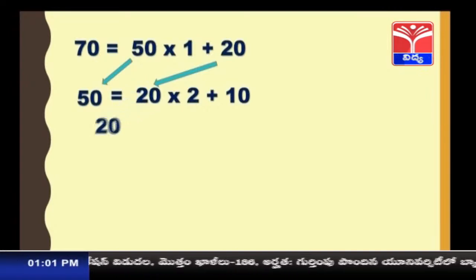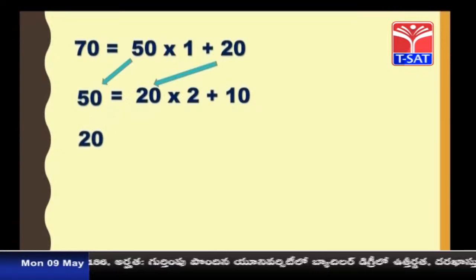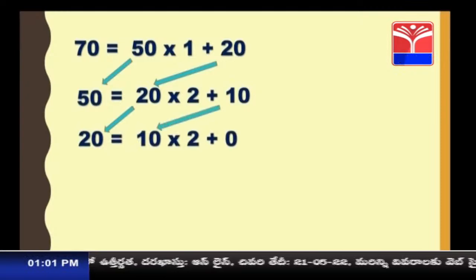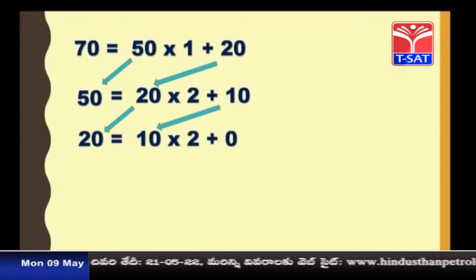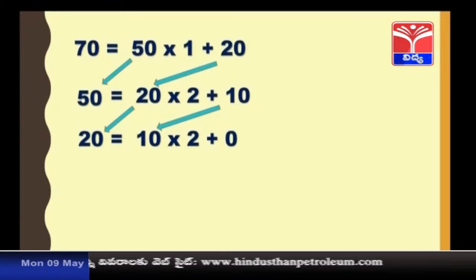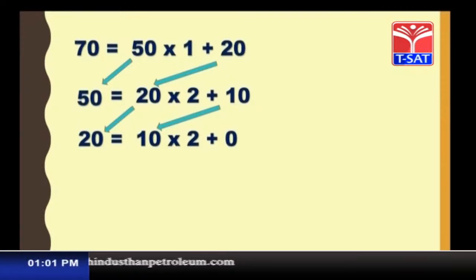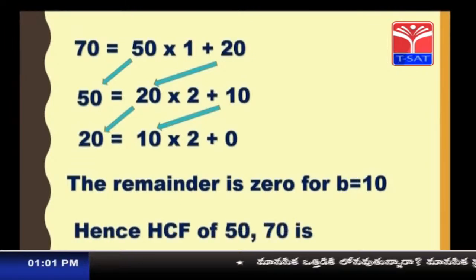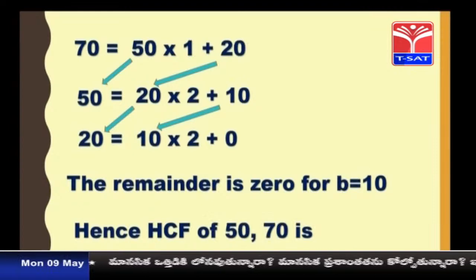Again 20, the divisor of the previous step, becomes the dividend of the next step, and the remainder becomes the divisor. Then 20 is equal to 10 into 2 plus 0. So here I am getting 0 as the remainder. So whenever we get 0 as the remainder, we should stop the process, and whatever the divisor is there, I should take that divisor as the HCF of the given two numbers. The remainder is 0 for B is equal to 10. So hence the HCF of 50 and 70 is 10.